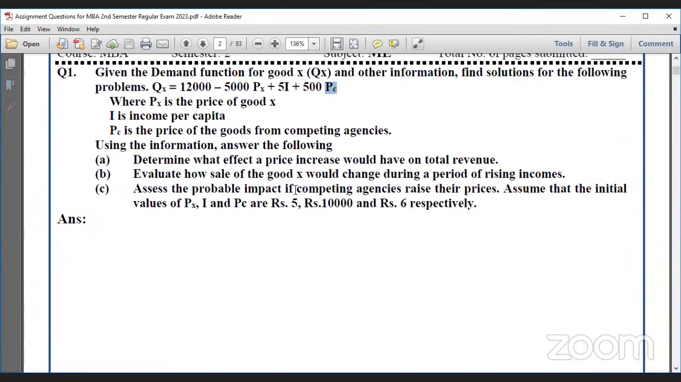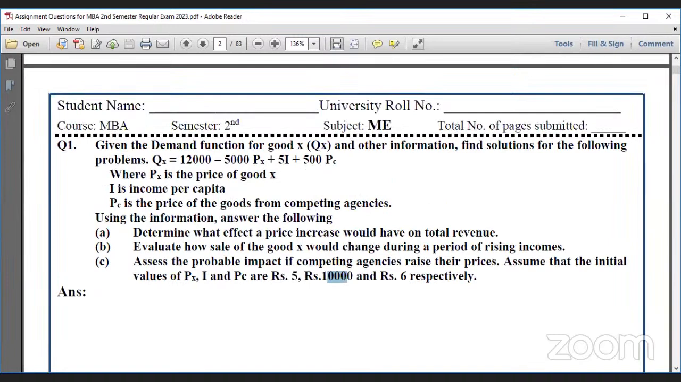Assess the probable impact if competing agencies raise their prices. Assume that the initial values of PX, I, PC are 5, 10,000, 6 respectively. Then if you put the values, you can get QX.